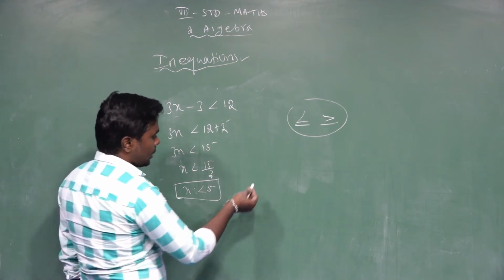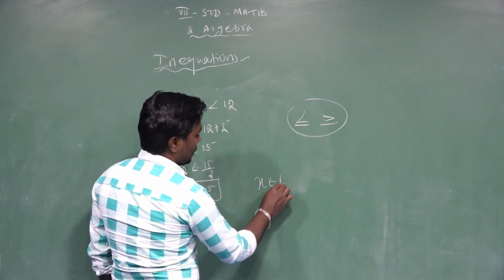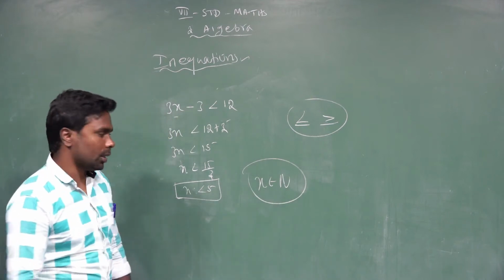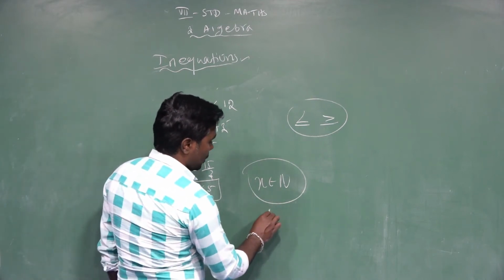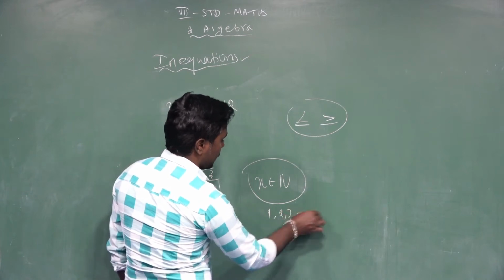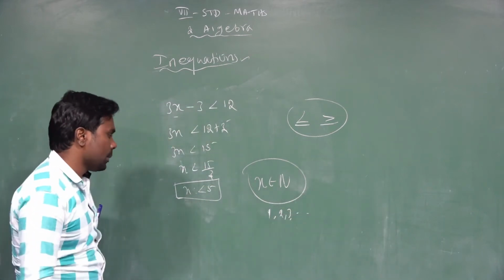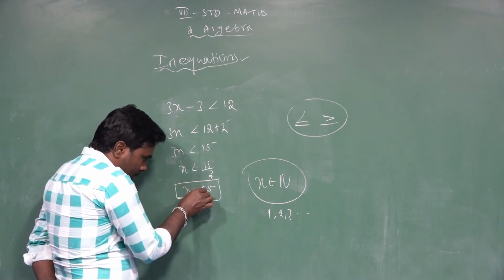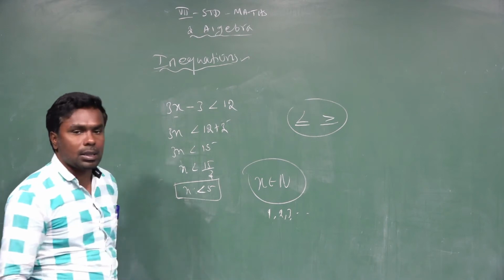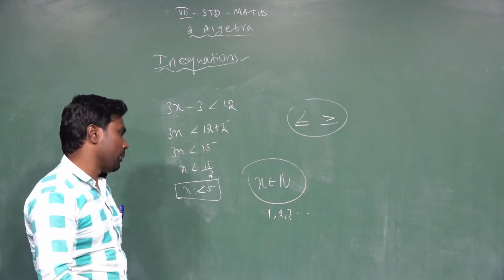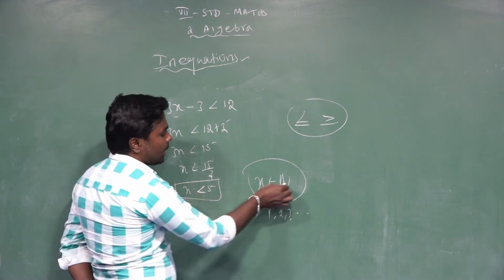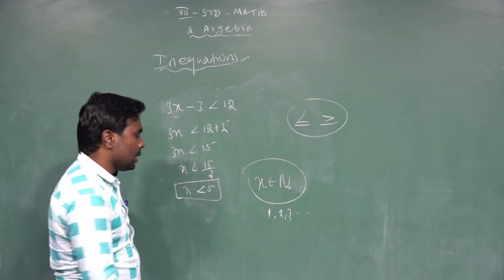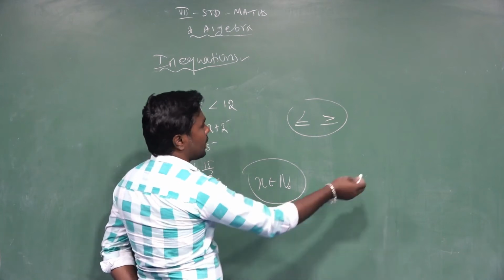Here x is a natural number. Just consider here x is a natural number. What are the natural numbers? 1, 2, 3, etc. This is called natural numbers. Here x is less than 5. This is not 5, this is less than 5. But at the same time, x is a natural number. The natural numbers are 1, 2, 3, 4, 5, and so on.